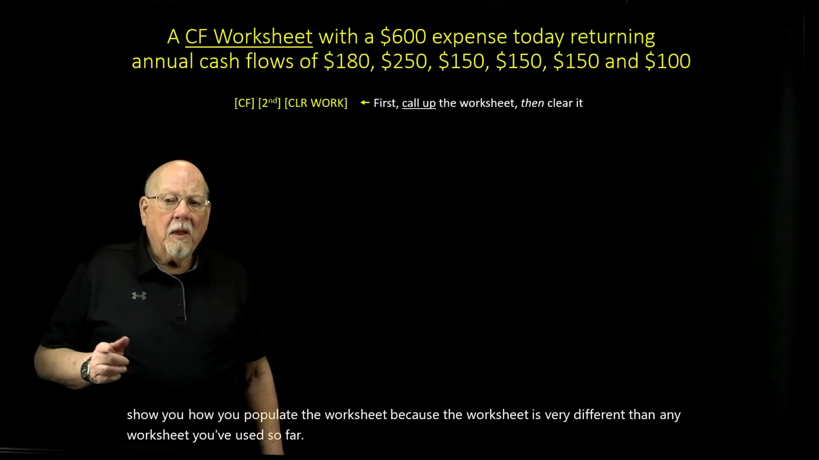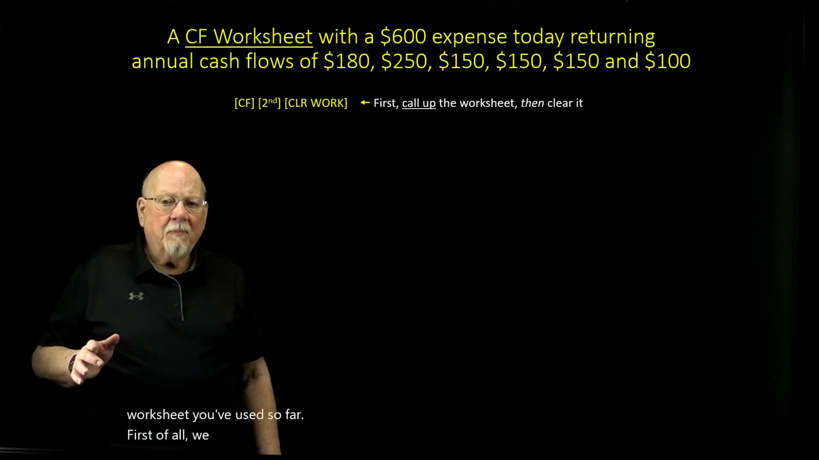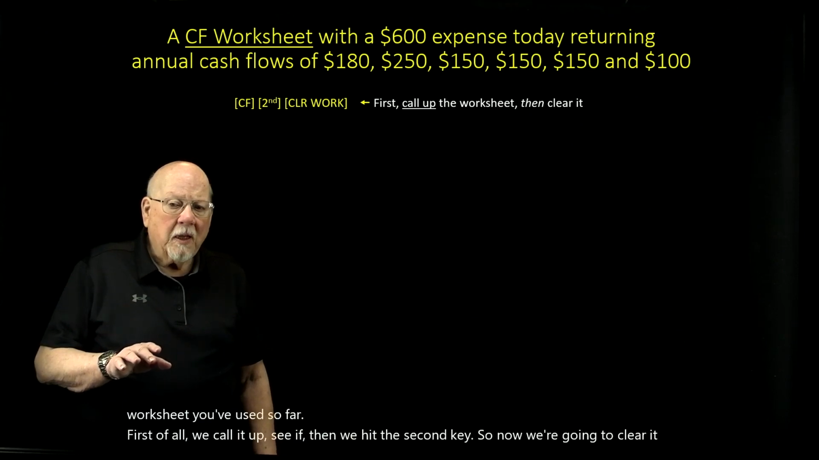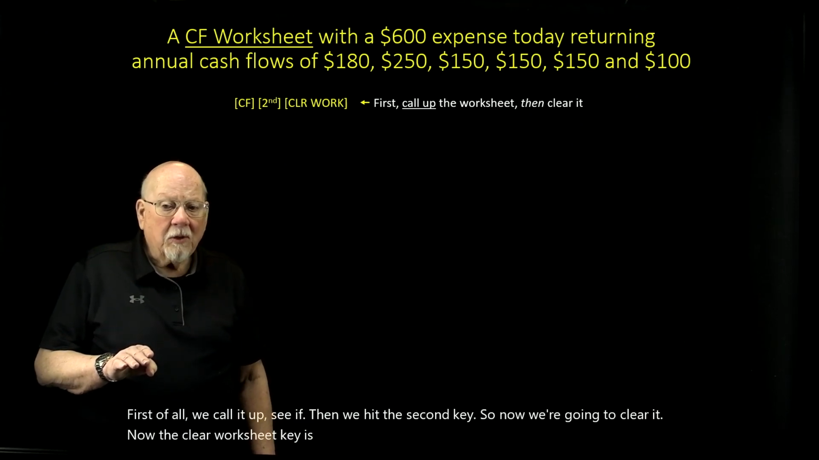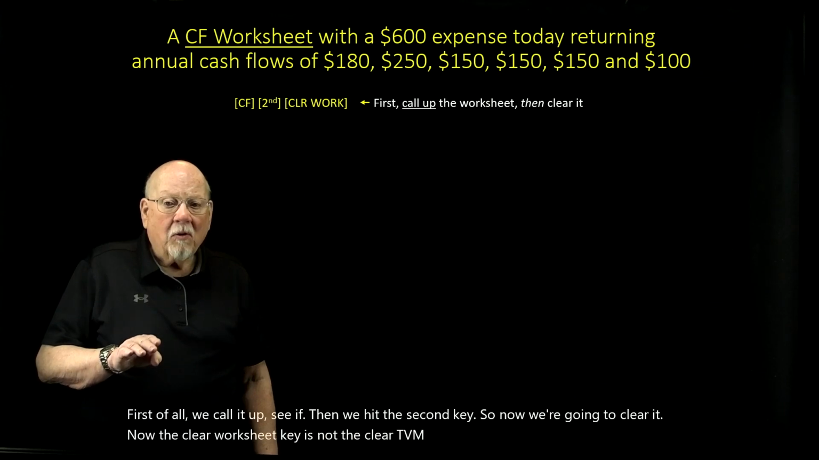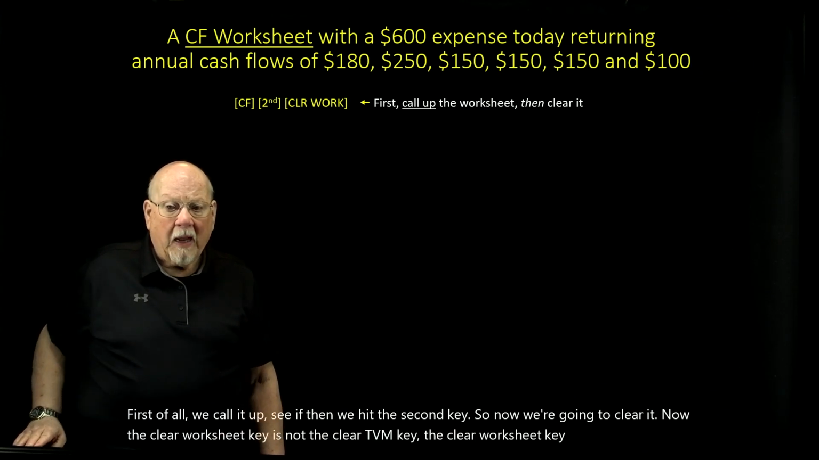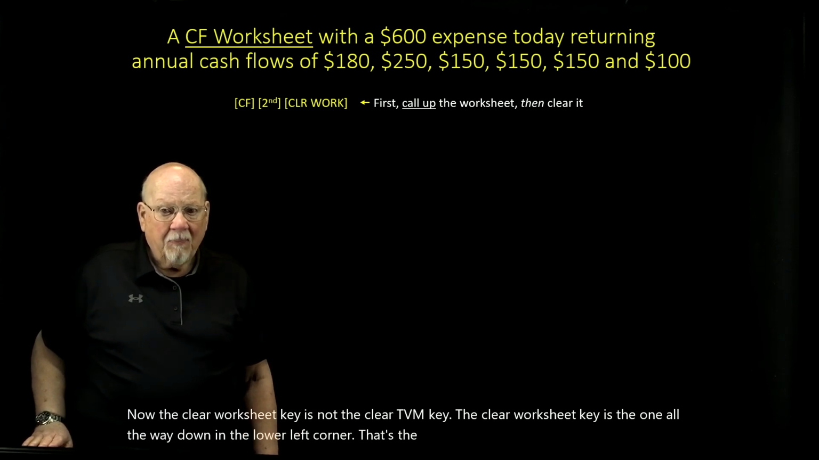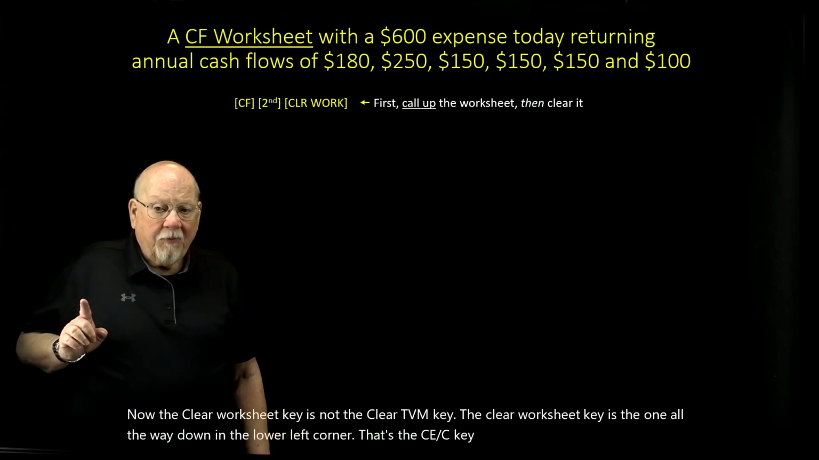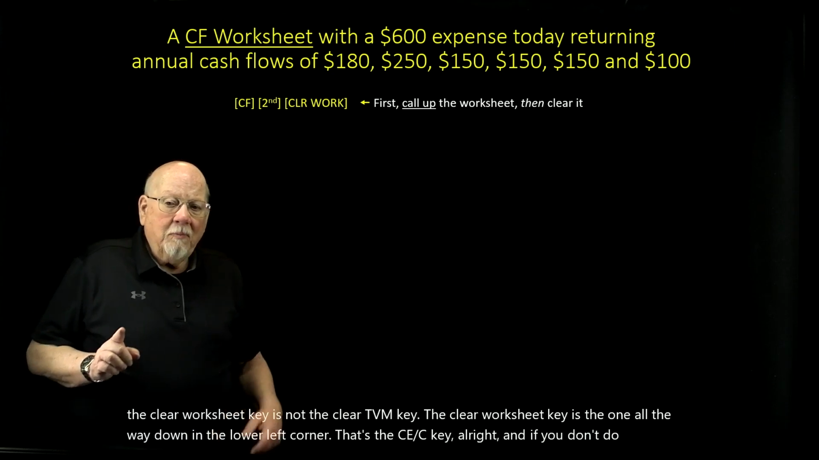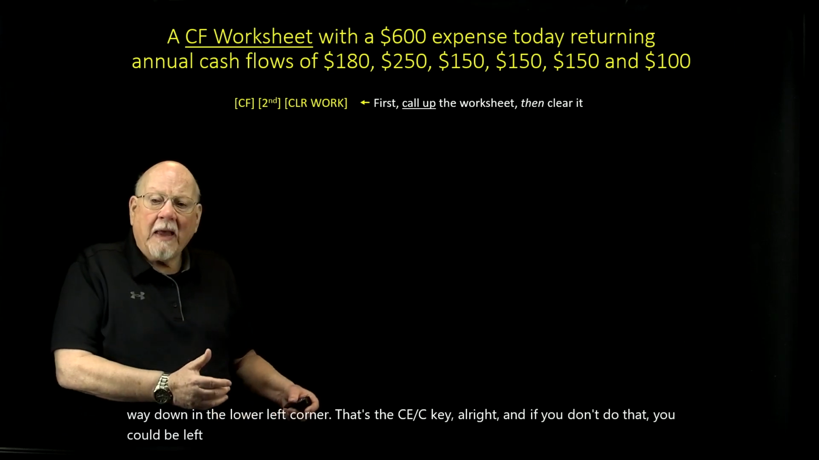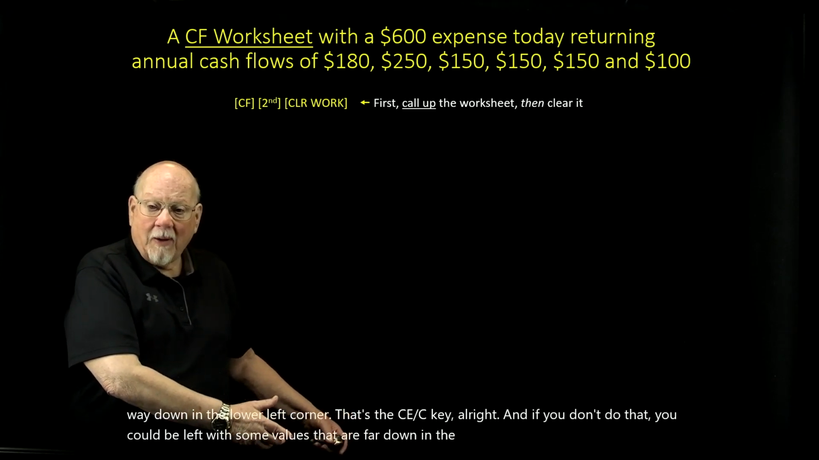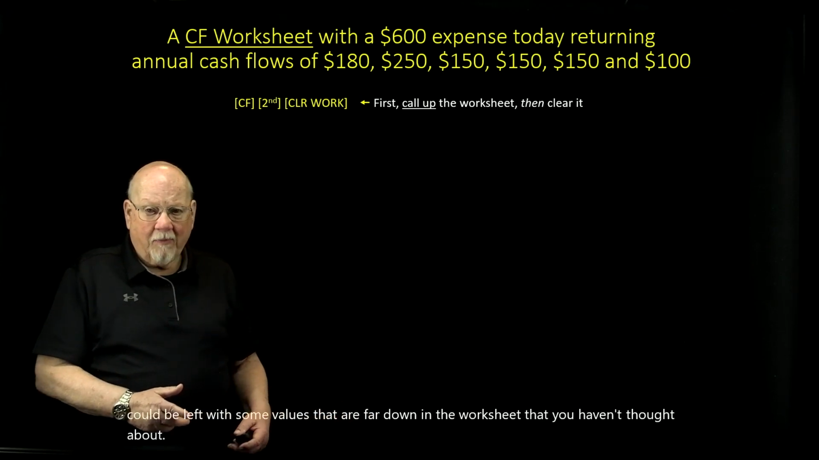First of all, we call it up, CF. Then we hit the second key, so now we're going to clear it. Now the clear worksheet key is not the clear TVM key. The clear worksheet key is the one all the way down in the lower left corner. That's the CE/C key. All right? And if you don't do that, you could be left with some values that are far down in the worksheet that you haven't thought about. So you want to be sure you clear it every time.